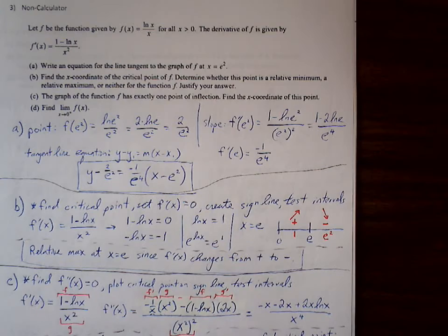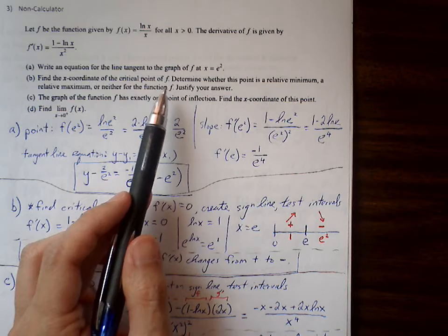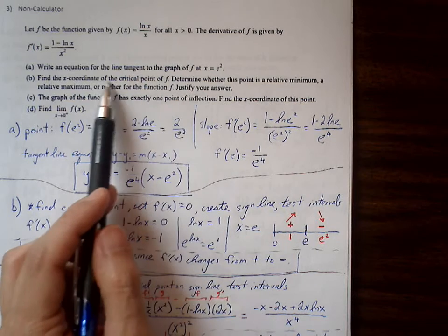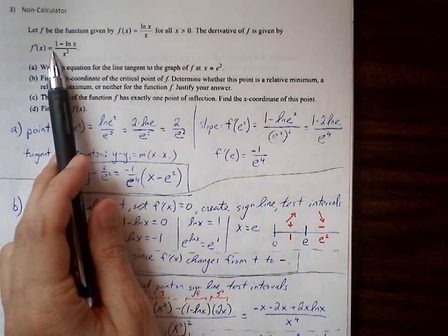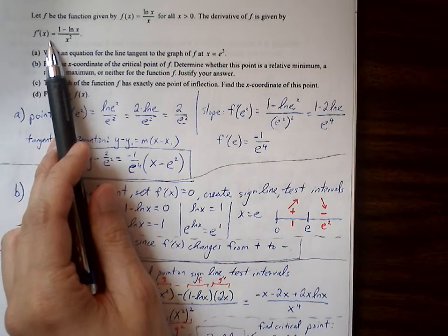Part B, find the x-coordinate of the critical point of f. Determine whether this point is a relative max or relative min. So we have f prime. We don't have to find the derivative. We can just use what we are given here.